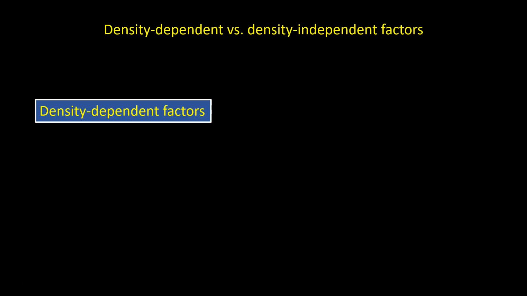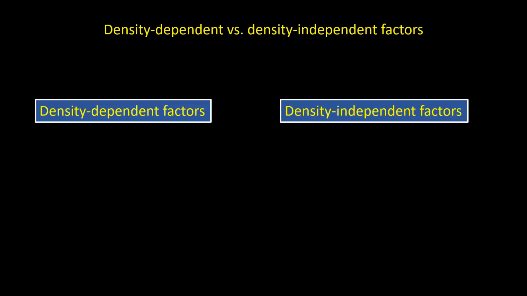Population growth in general can be affected by many different factors, and we can group them into two sets. We have density-dependent factors and density-independent factors. When we talk about density here, we're talking about population density, how closely packed together people are where they live.